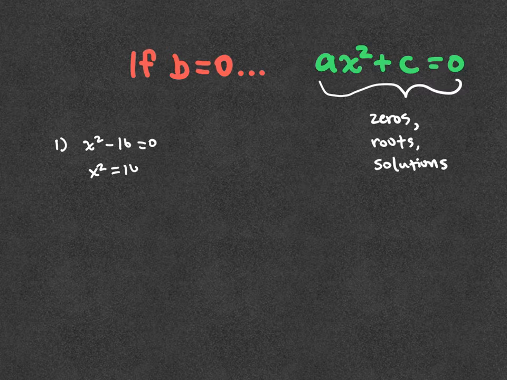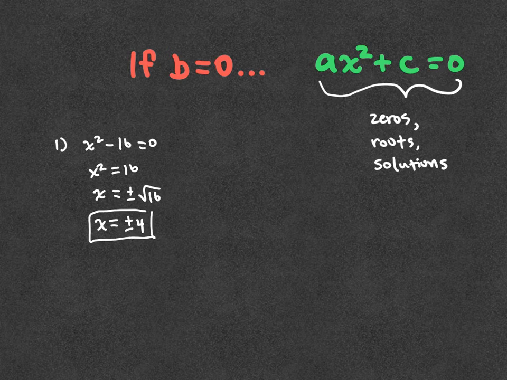So if I add 16, I get this, and then I take the square root of both sides. Now, when you take the square root, you're going to get two answers, right? You're going to get a positive value and a negative value. And we'll come up to a different example here soon where you'll see a conflict of interest with this. Now, if I were to take the square root of 16, that would be plus or minus 4. Therefore, the solutions to that equation, or the zeros, or the roots, are plus and minus 4.